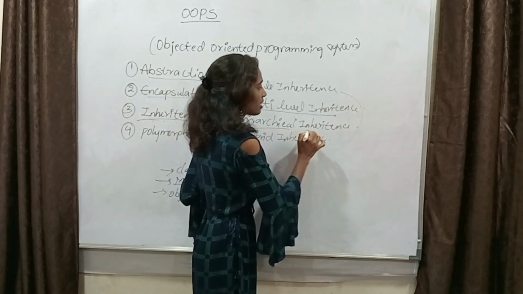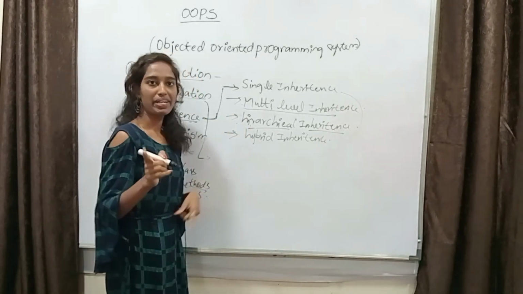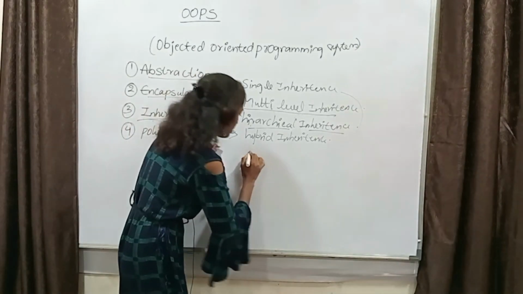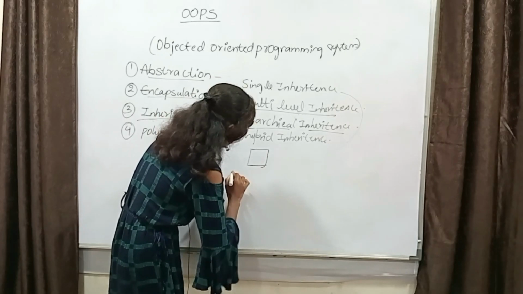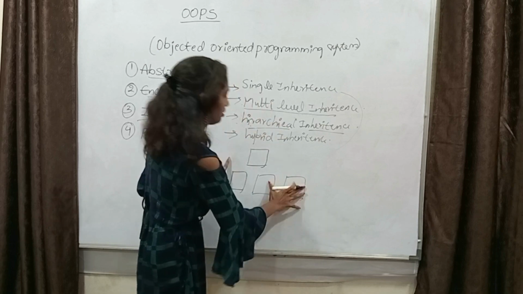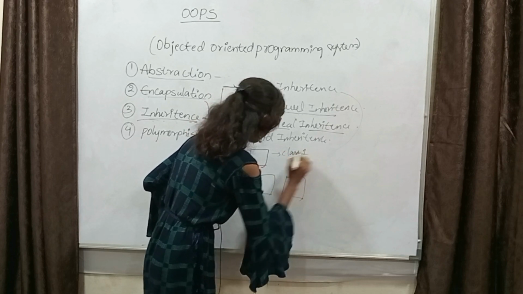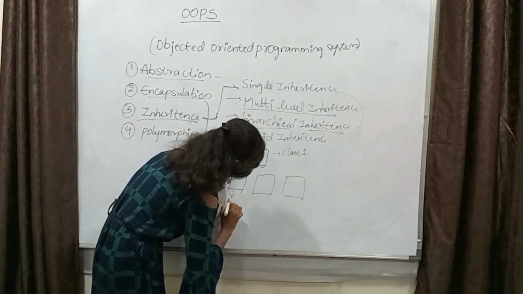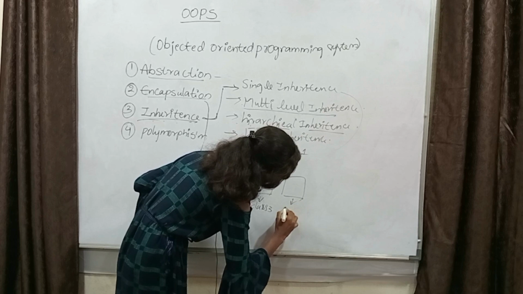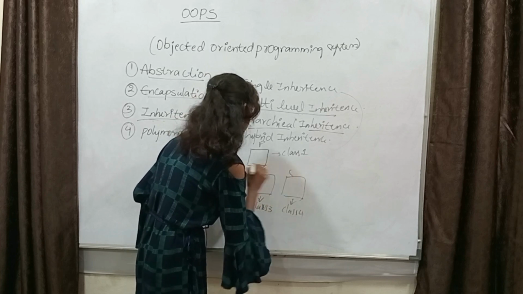And third one is hierarchical inheritance. In hierarchical inheritance, there will be one parent class and more than one child class. This is one parent class, these are child classes. Class 1, class 2, class 3 and class 4. Parent class and this is child class.